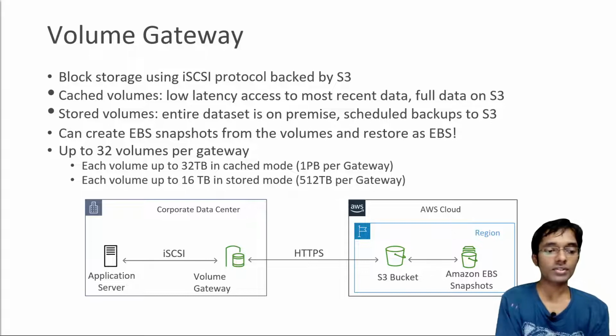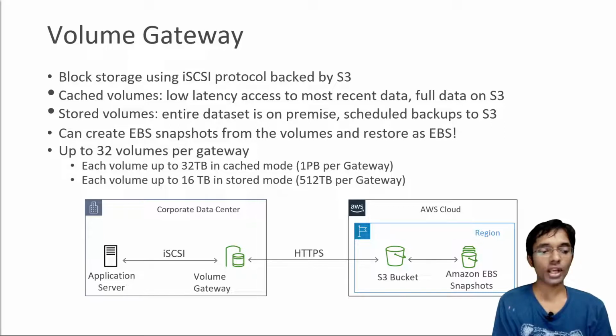Okay, so cached volume makes sense when, by volume, what I mean, for example, is if you have an EBS drive attached to one of your EC2 instances, that is a volume. So this is the same concept, but on premise using the iSCSI protocol. The other option is to use a stored volume, in which the entire data set is going to be on premise, and then there will be scheduled backups to Amazon S3 for that volume.